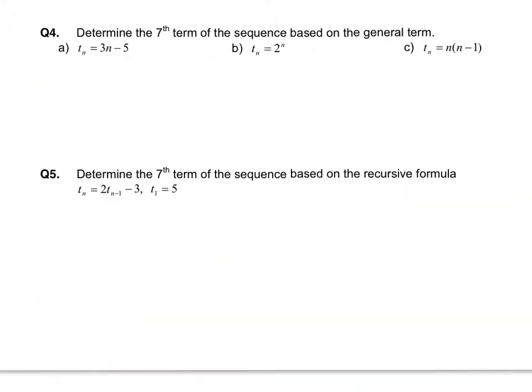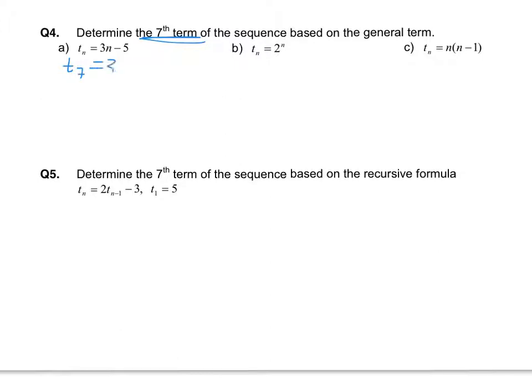Okay, question number 4. Determine the seventh term of the sequence based on the general term. So general terms are much easier to work with because you don't need the previous one. If I had a recursive formula and I needed term 7, it means I would need term 6. And to be able to get term 6, I would need to have term 5. And to be able to get term 5, I would need to have term 4, and all the way down to term 1. So there's a lot more work involved with recursive when you're trying to figure out terms further on in the sequence. The first four aren't bad, but if I wanted the 100th term, there's a lot of work to be done there.